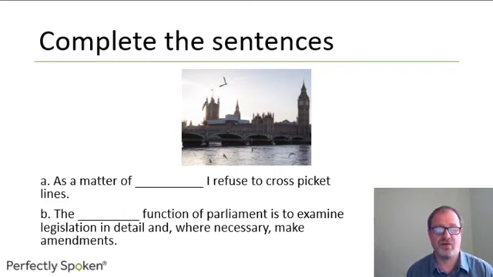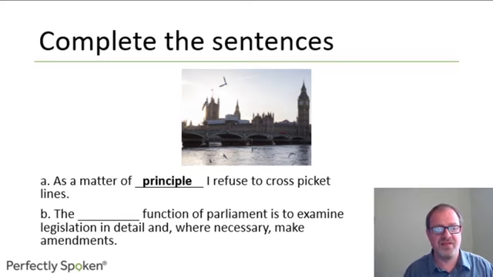So the first one, a matter of, it's your ethical beliefs. You refuse to cross picket lines. Picket lines are when workers go on strike. They refuse to work because they want to get higher wages, better conditions, or they're angry in some way about the way they've been treated in the workplace. They go on strike, and a picket line is where the workers stand outside their place of work and try to stop other people going in to work. So as a matter of principle, I refuse to cross picket lines would be the answer.